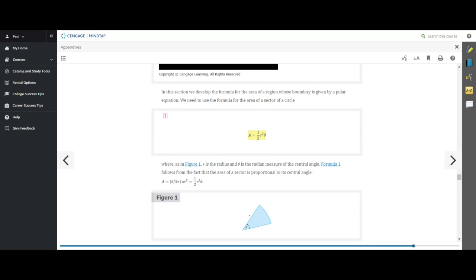How many have maybe seen that formula in the past, maybe when they were in middle school or high school, the area of a sector? Okay, Jonathan recalls that.